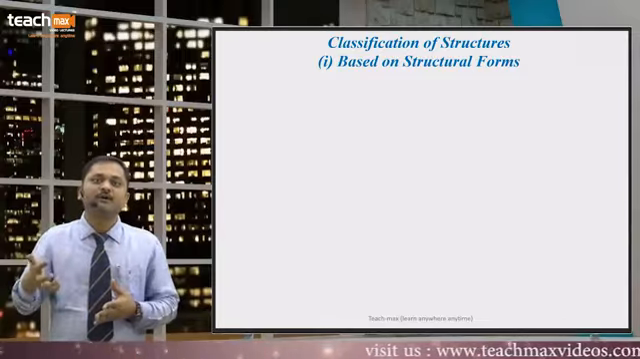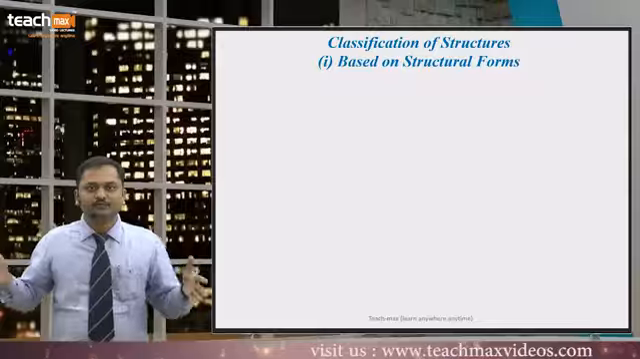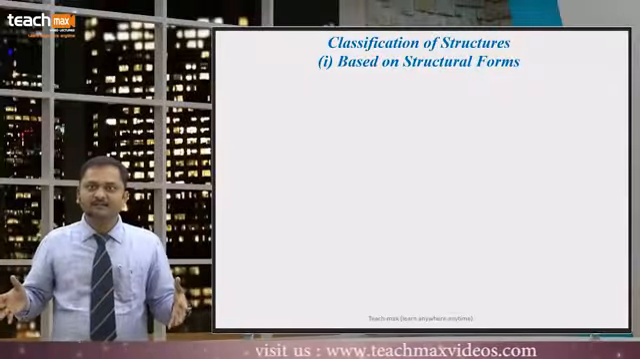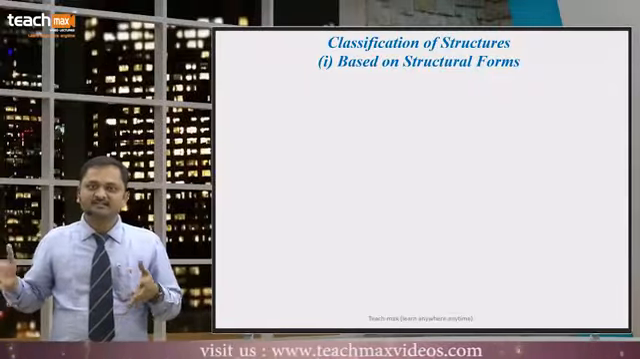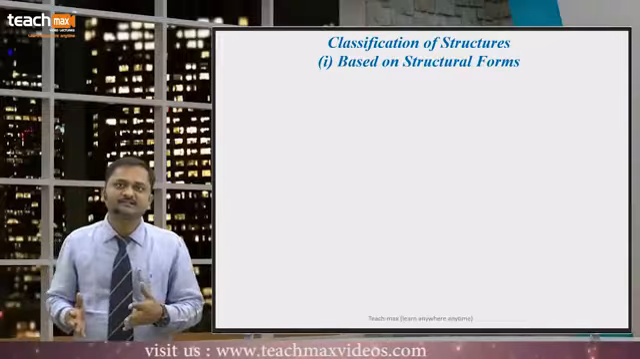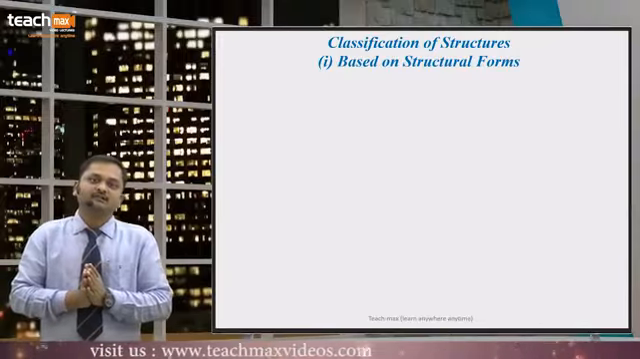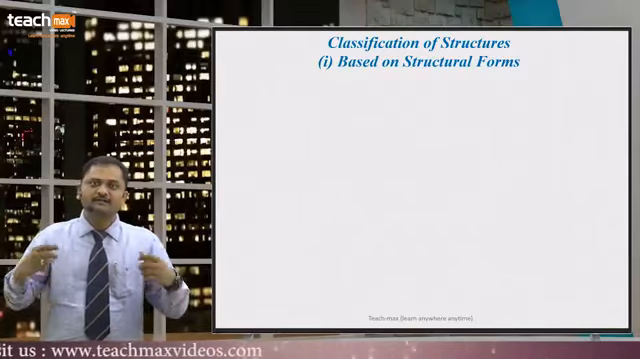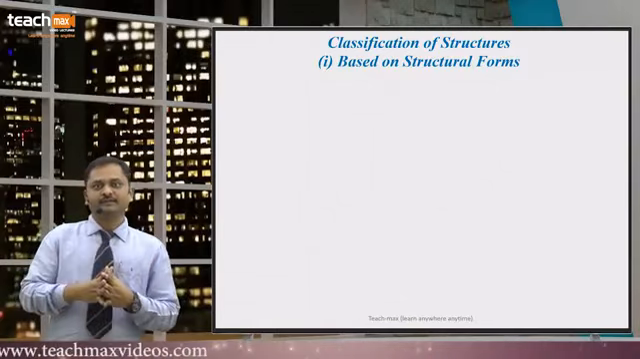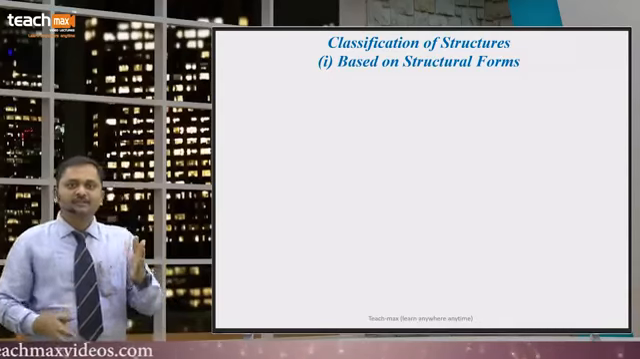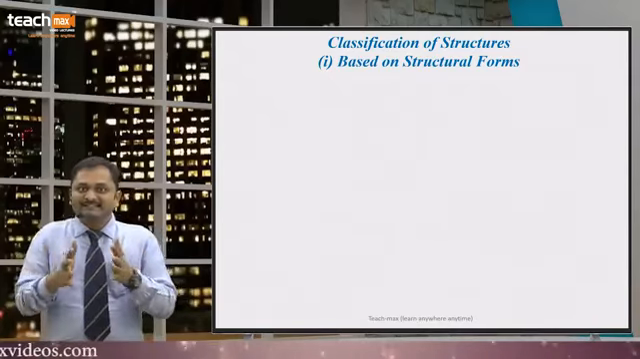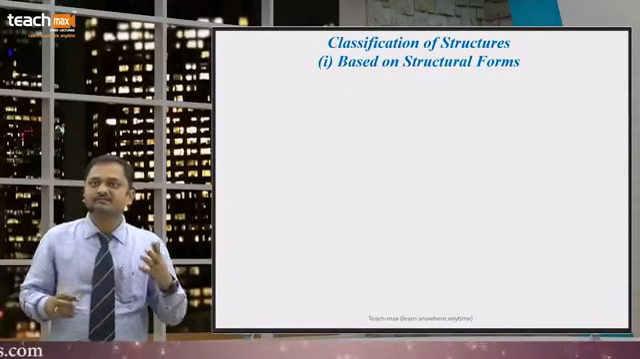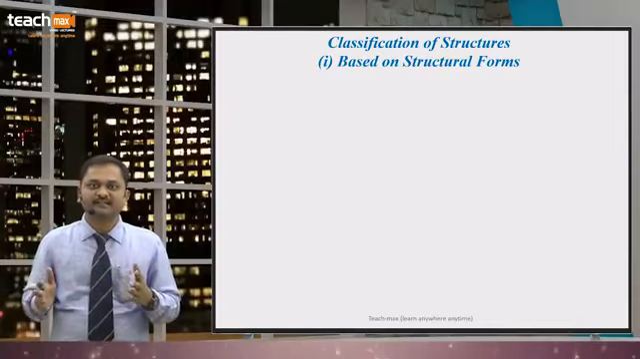So what does structural form mean? If you want to analyze or design any structure, not only a building, any structure, we need to think about each and every member, each and every joint, each and every support, right? So we need to idealize, discretize the whole structure into parts for the analysis.